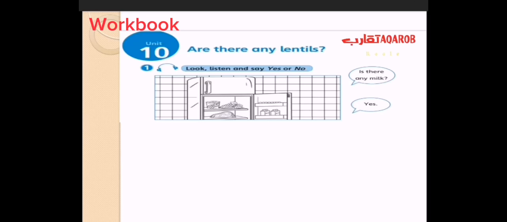Now in exercise number 1, look at this picture and try to describe it by answering the question: what is in the fridge? First look at the picture here. This is what? This is a fridge. Now my question is, what is in the fridge? Then make a question like this example.